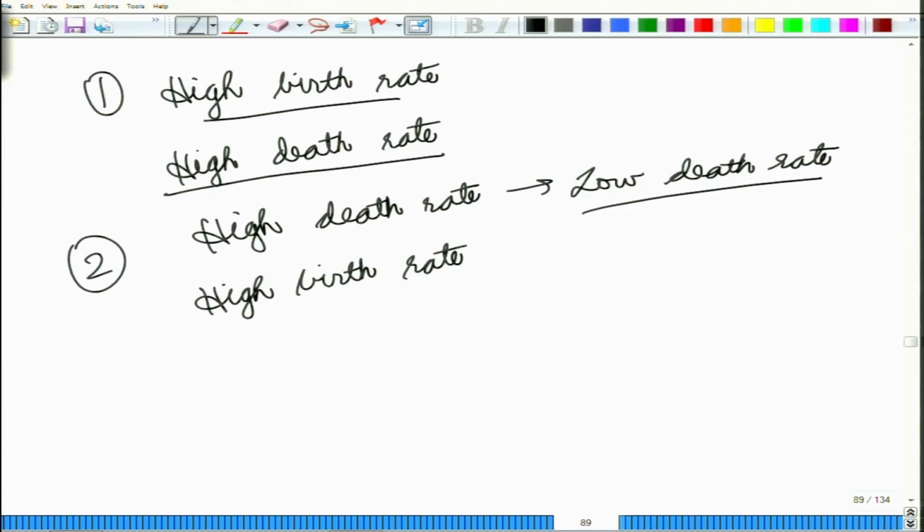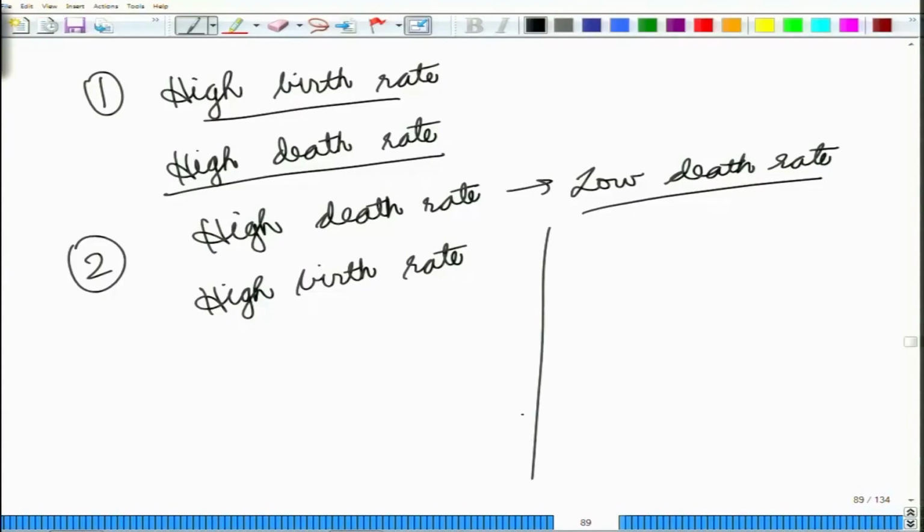Now, if that is the situation, you have a low death rate and a high birth rate. So, in that case you have a number of individuals that are being born in this population, but because the death rate is low, a number of them are also able to survive and reproduce further. When that happens, you see the classical case of an exponential rate of population increase.